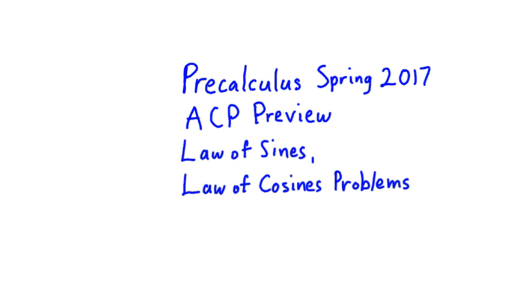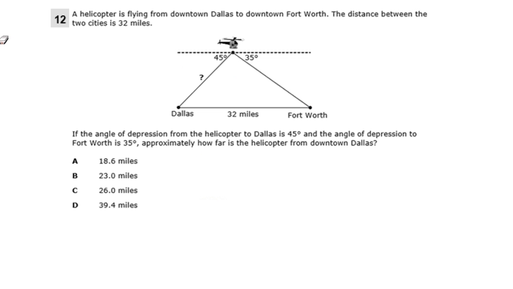This is the Precalculus Spring 2017 ACP Preview, Law of Sines, Law of Cosines, problems. We're going to go over 4 such problems. Problem 12. A helicopter is flying from downtown Dallas to downtown Fort Worth. The distance between the two cities is 32 miles. And so we have this sketch here, and it's not immediately clear what to use.